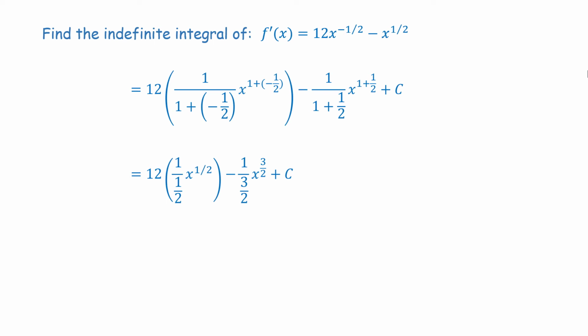Continuing with more arithmetic, 12 times 1 divided by 1/2, you reciprocate, multiply, that becomes the number 2, x to the power of 1/2, minus 1 over 3/2, flip and multiply, you get 2/3 x to the power of 3/2 plus c. You can also express this using the root symbol and write it as f of x equals 12 times 2 is 24 times the square root of x minus 2/3 times the square root of x cubed plus c.